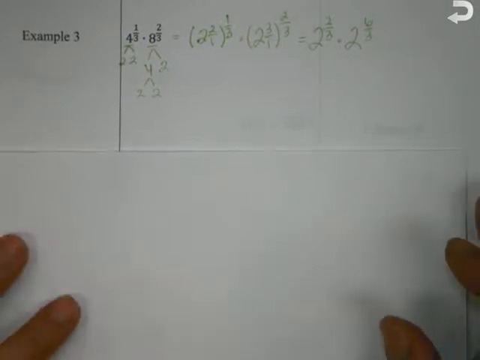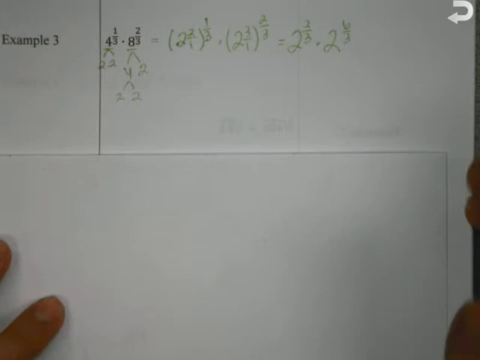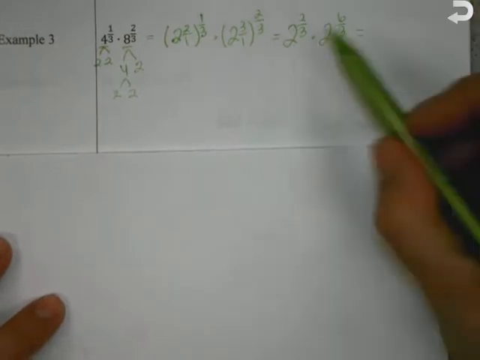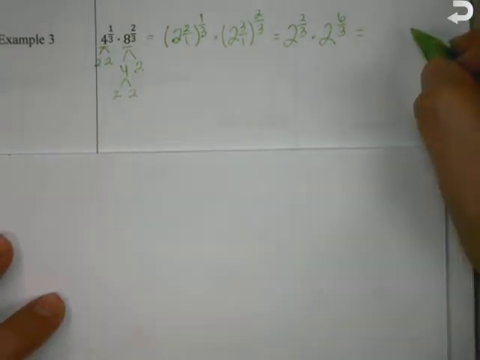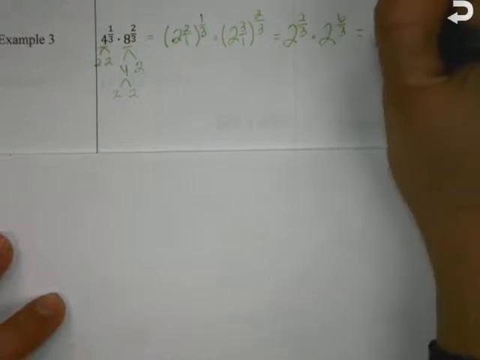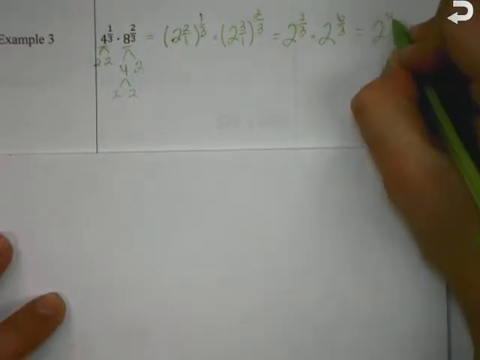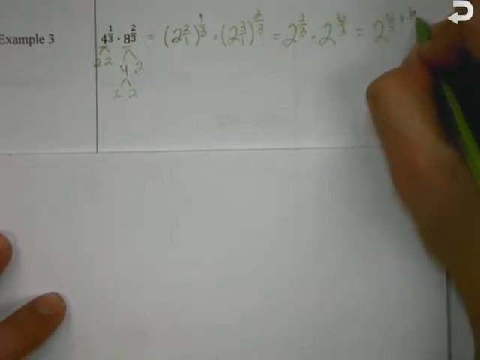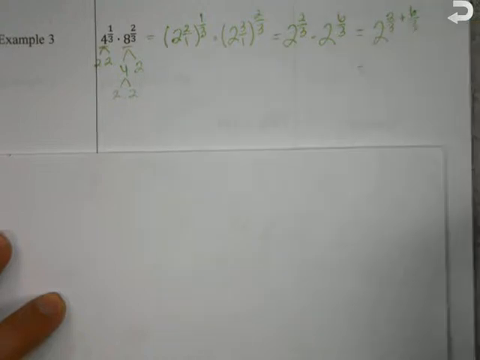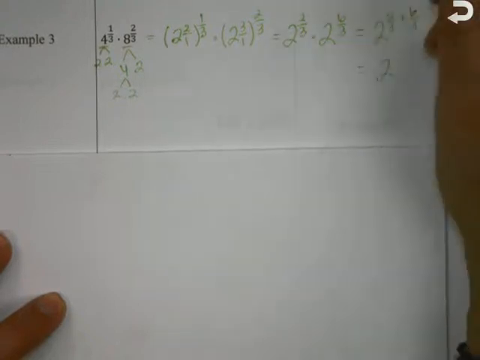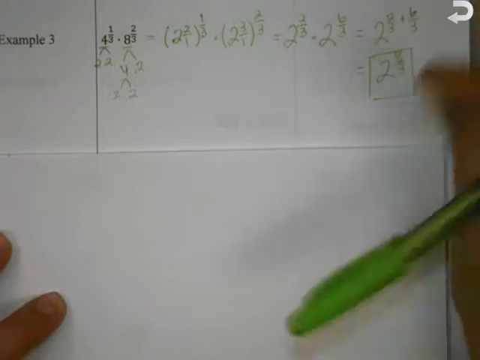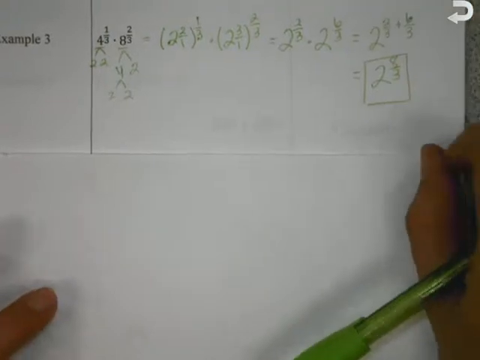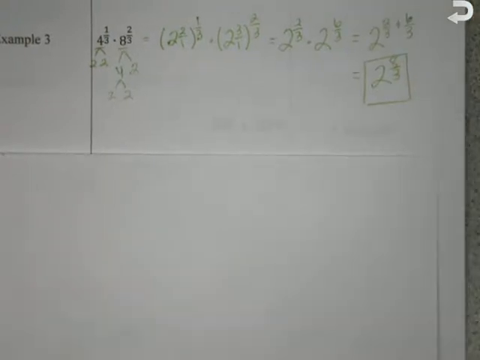Okay, now what do I do with those exponents? We add them together. Good. So that's 2 to the 2/3 plus 6/3, which gives me 2 to the 8 over 3. And it's okay to leave our exponent as an improper fraction. It actually makes more sense. We wouldn't want it to be 2 to the 2 2/3. That's really, really difficult to write. So just leave it as 8 over 3.